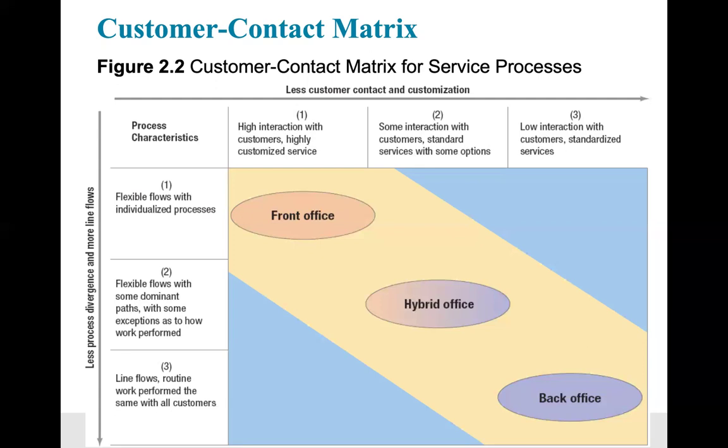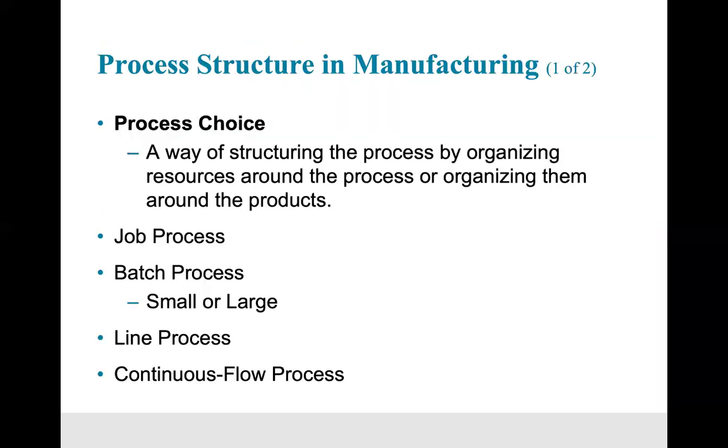And at the same time, you'll find when you look at the process divergence, there'll be flexible flows with some dominant paths, okay? So hybrid offices typically balance some moderate contact with standardized services, right? So there's contact, yes, but they also give standardized responses to those people asking for some kind of a service, okay? So that is your typical type of structure that you'd find in the services.